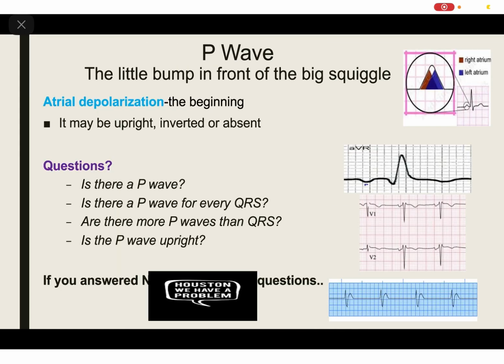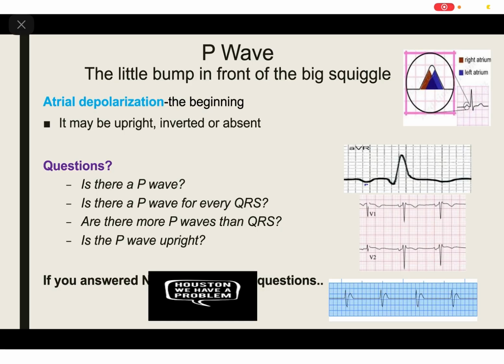So P waves, let's start our diagnostics, and let's start our method of interpretation. Do we have a P wave? Is there a P wave for every QRS? Are there more P waves than QRSs? Is the P wave upright? These are all questions you need to ask yourself every single time that you look at an EKG.